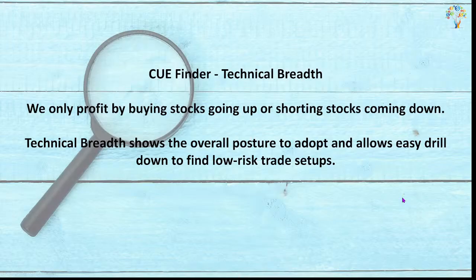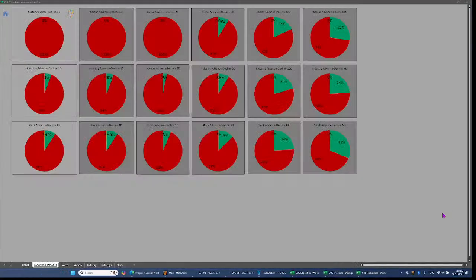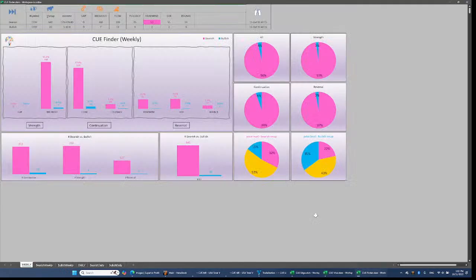QFinder technical breadth: we only profit by buying stocks going up or shorting stocks coming down. Technical breadth shows the overall posture to adopt and allows easy drill down to find low risk trade setups. Weekly technical breadth is bearish across all the categories, and it is more than 80% bearish in all the categories.